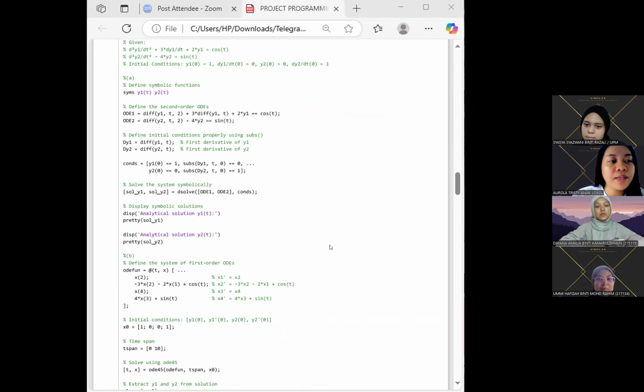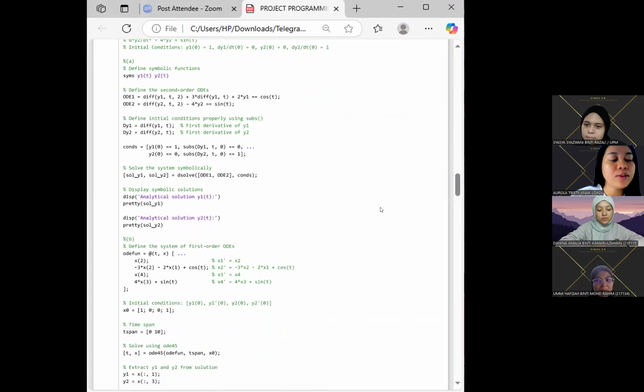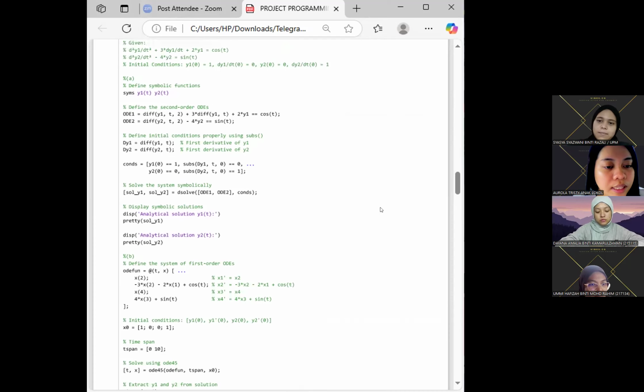Next, we move to part B. Part B asks us to convert to first order and use ODE45. Since ODE45 in MATLAB only handles first order systems, we need to convert both second order equations into a system of first order ODEs. So, we define the state vector as x1 equals y1, x2 equals dy1 over dt, x3 equals y2, x4 equals dy2 over dt.